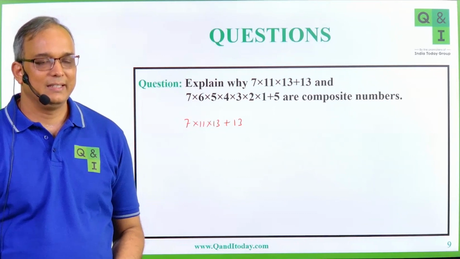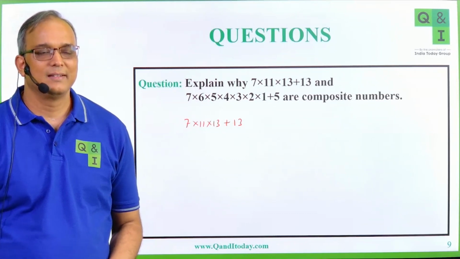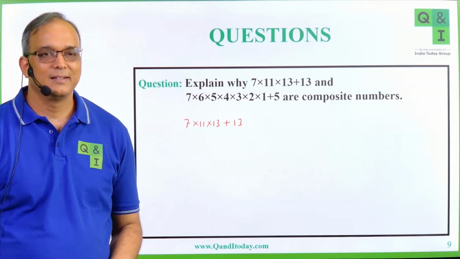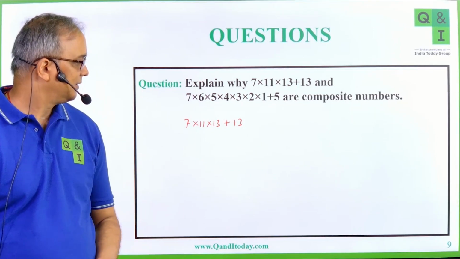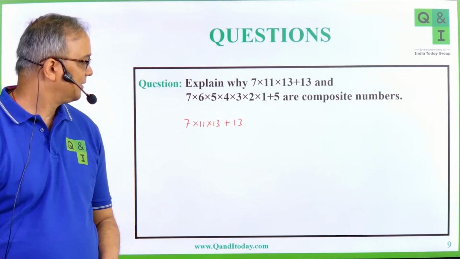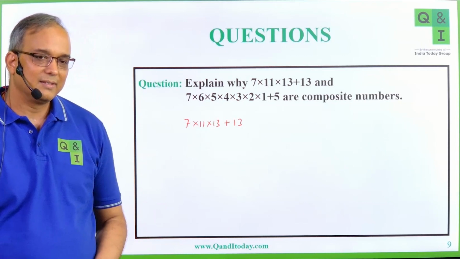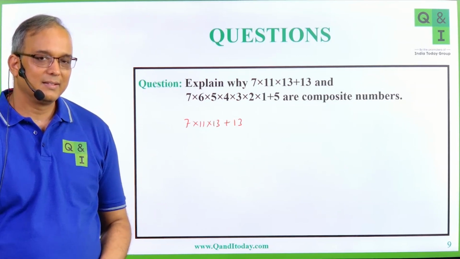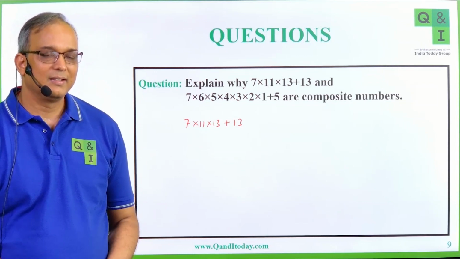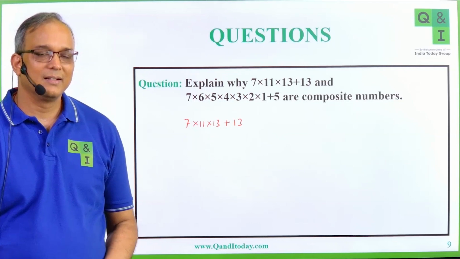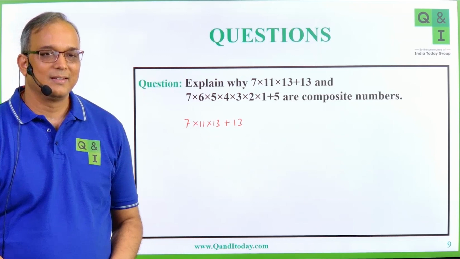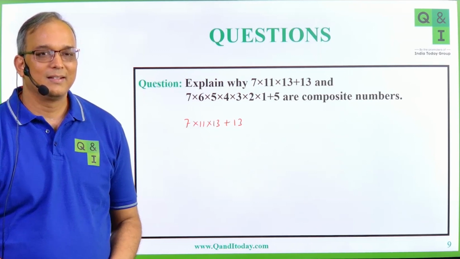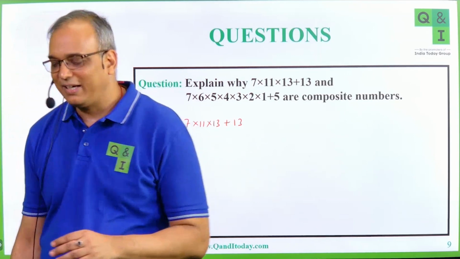Yes. So we should take common factor in the first case. If we take 13 common, we would get 13 into 7 into 11 plus 1. So 7 into 11, 77 plus 1 would be 78. 13 is a prime number, but 78 you can express in the form of 2 into 3 into 13. So it has more than 2 factors. So it's a composite number. Yeah, it is a composite number.